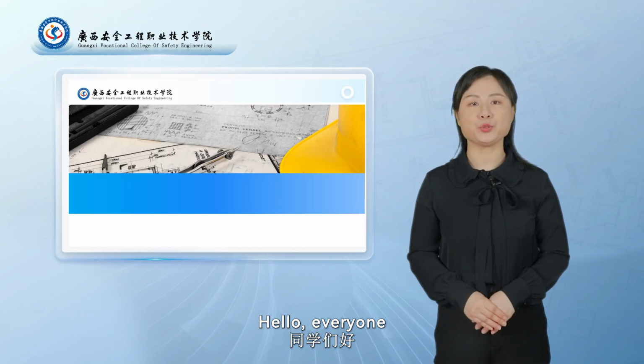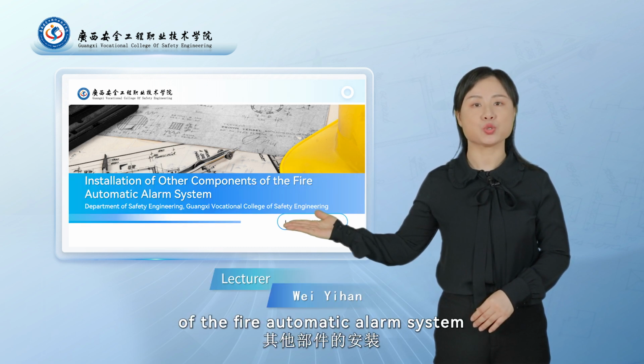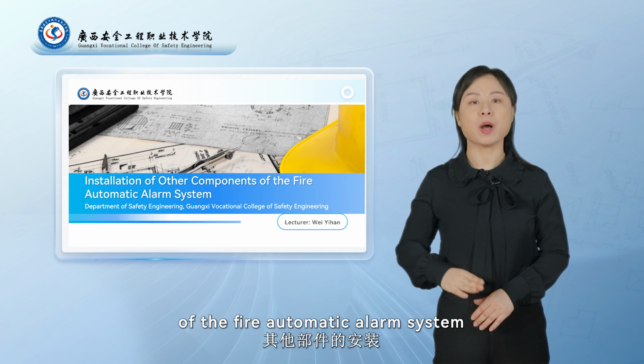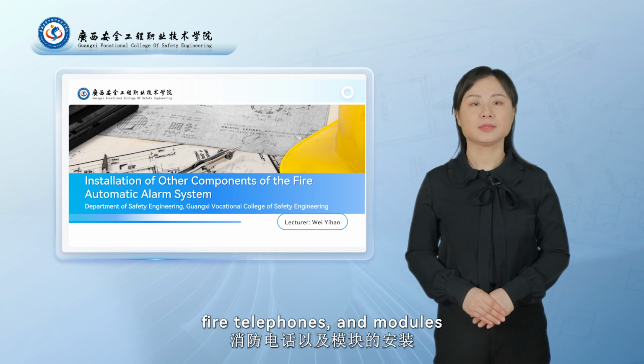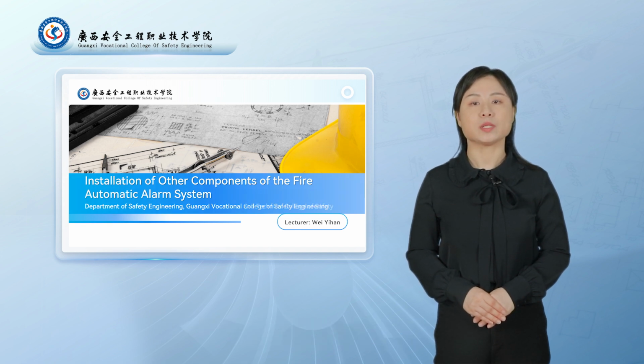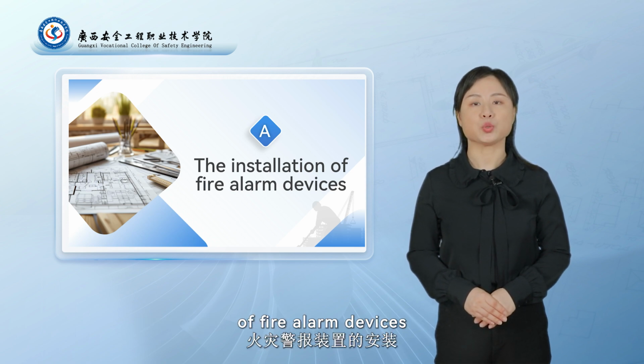Hello, everyone. We will continue to study the installation of other components of the fire automatic alarm system, including the installation of fire alarm devices, fire telephones, and modules. Let's begin by learning about the installation of fire alarm devices.